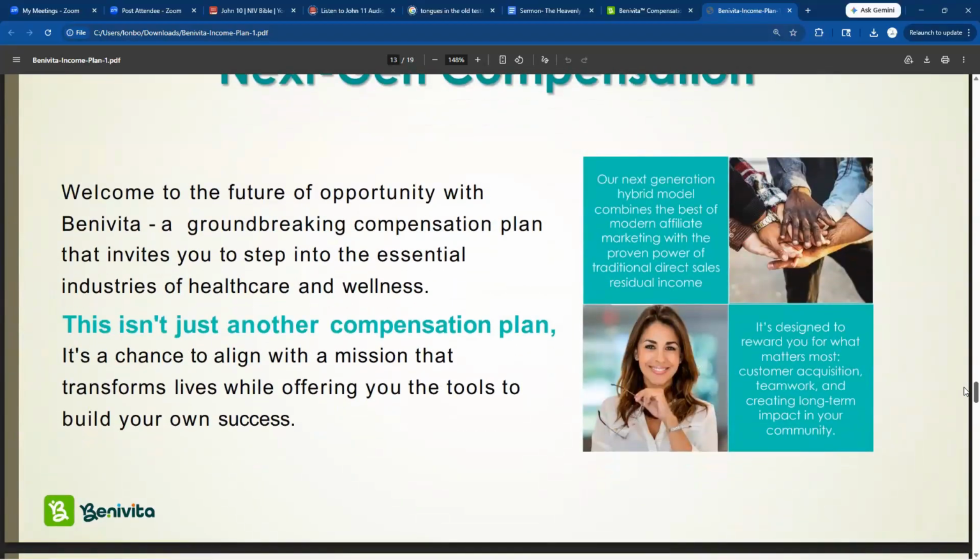The next generation compensation plan. This isn't just another compensation plan. This is really a strategic compensation plan. Our co-founder, John, has been in the field so many years and making millions of dollars with different companies, and he came up with the strategy to help everybody.